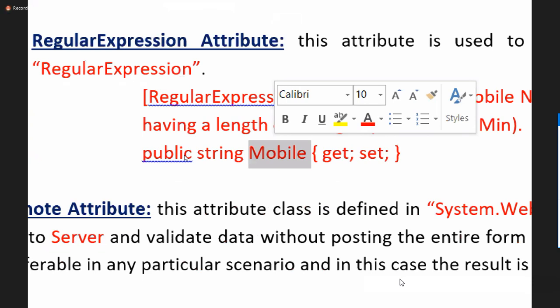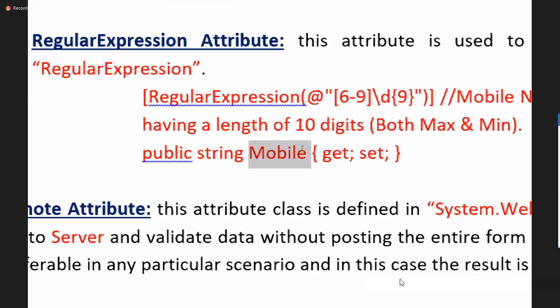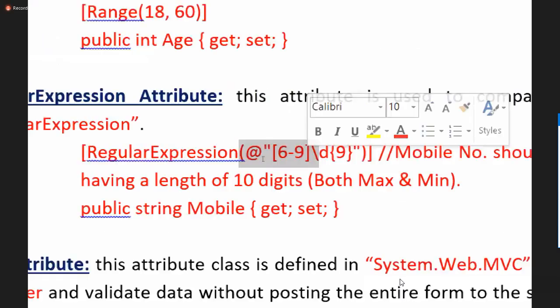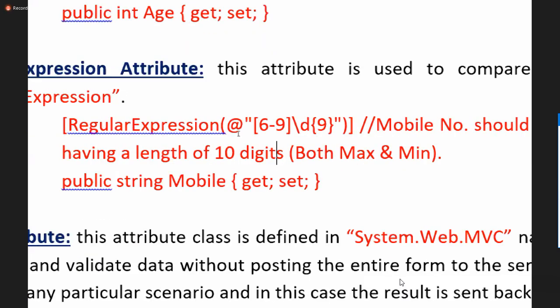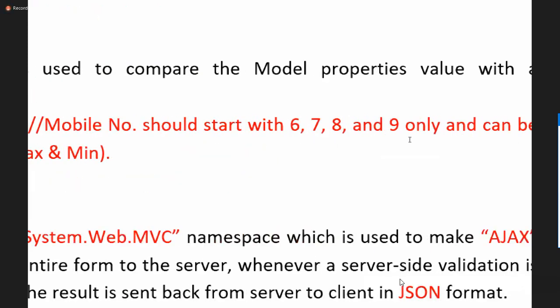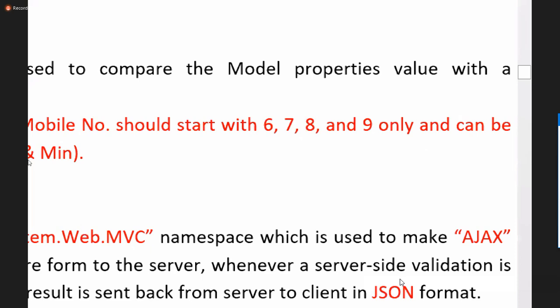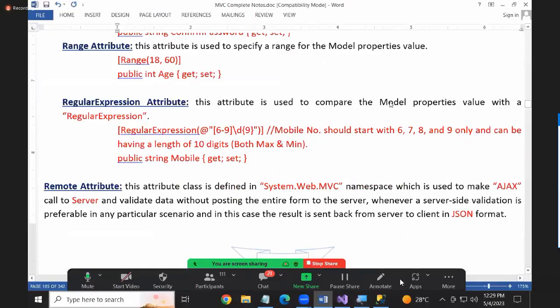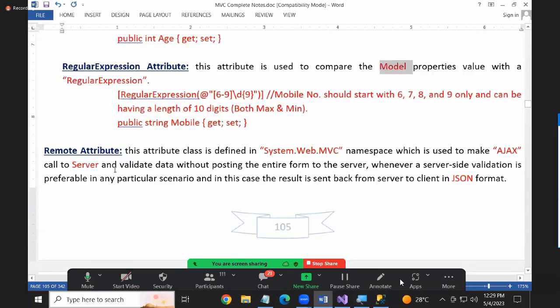That's the regular expression. For that, we need to do a validation, and we can do it by using the watch. What is this? First character should be ranging between 6 to 9. Afterwards, numeric. D means numeric, 9. So this is 9 and this is 1. Total 10 characters. And this is the message I want to show. Mobile number should start with 6, 7, 8, 9 and can have a length of 10 digits, both maximum and minimum. Okay. So that is the regular expression we use.